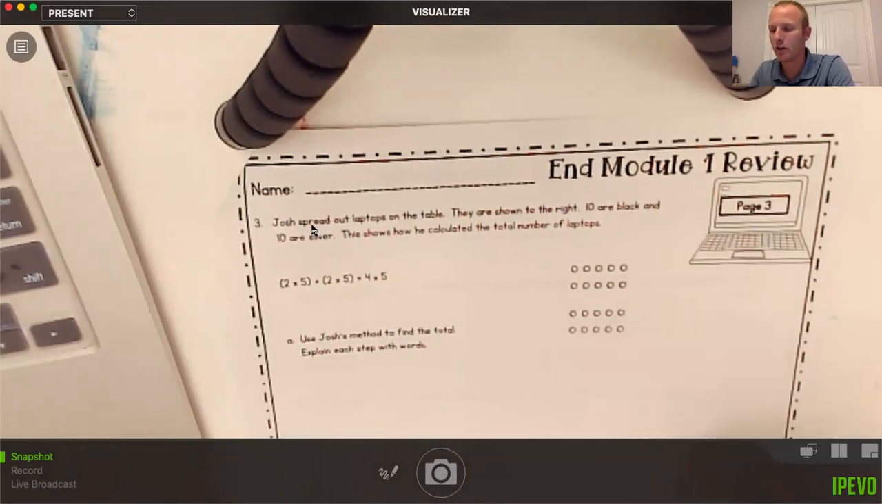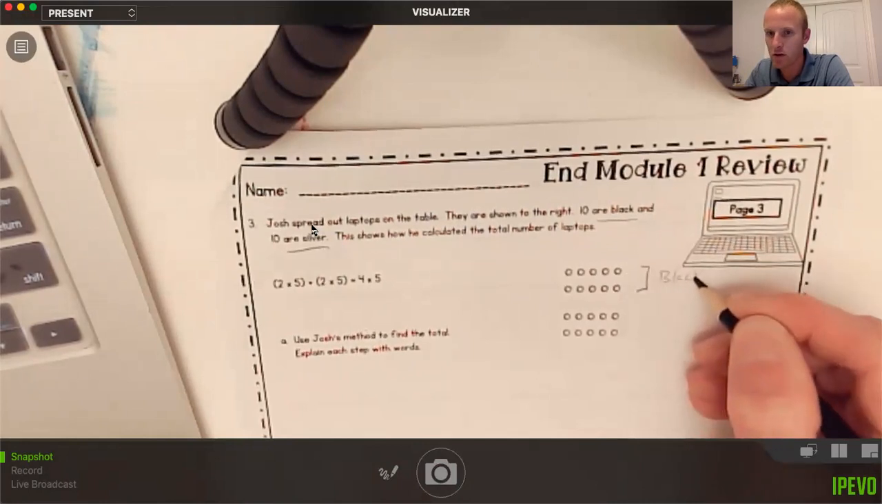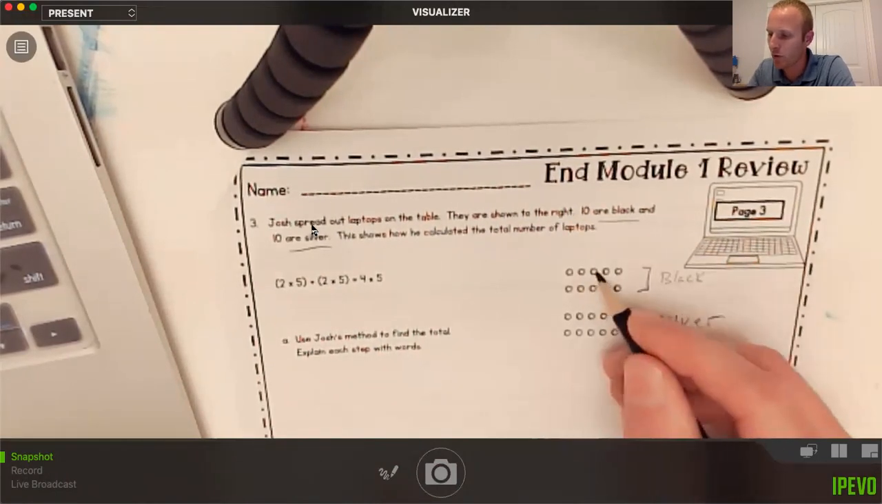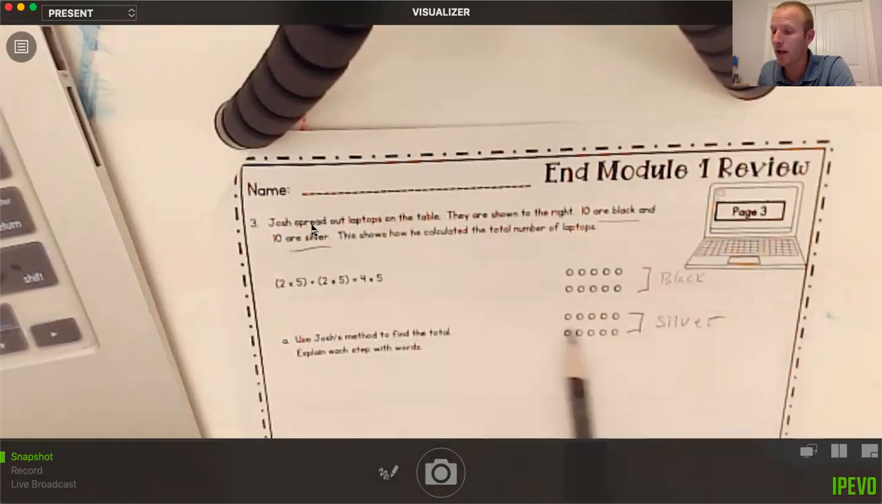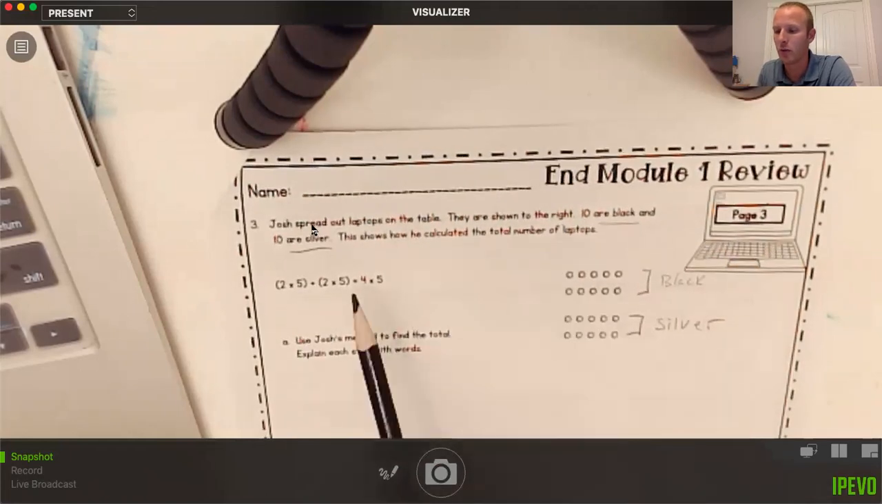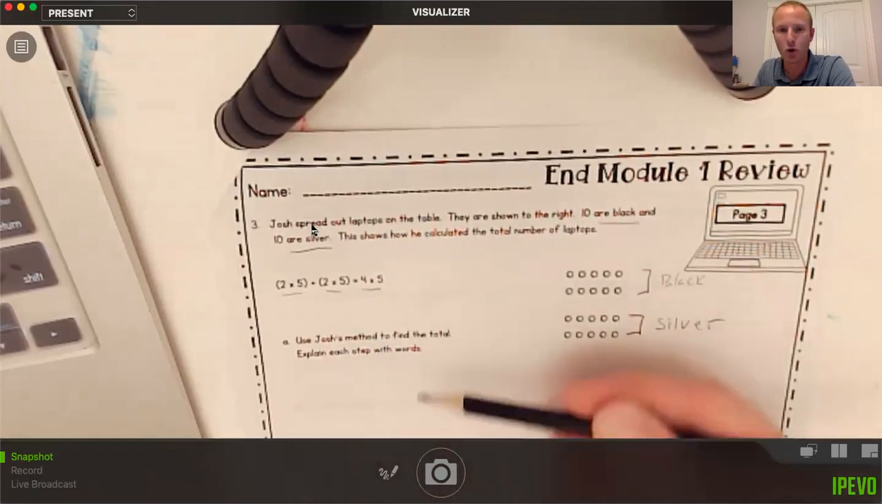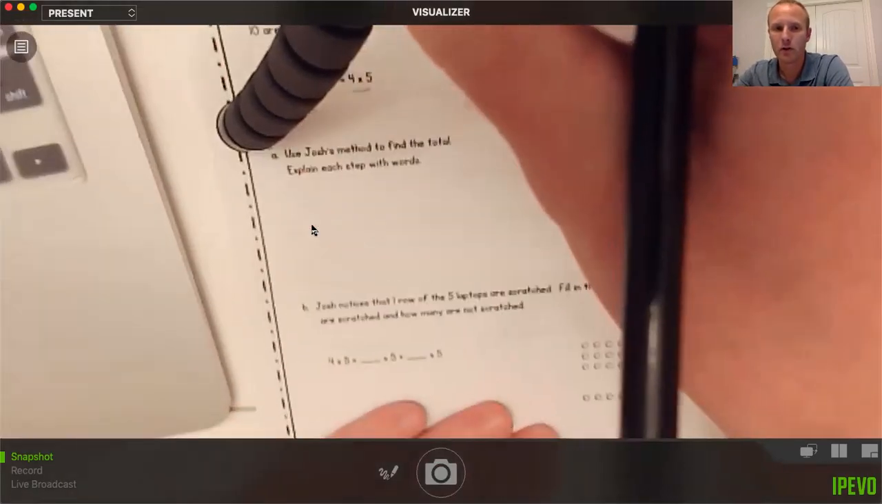Now, it's not written on here, but since they told me that 10 are black and 10 are silver, I'm going to label that on my drawing. I'm going to look at this and say those are the black ones, and these are the silver ones. And I know that 1, 2, 3, 4, 5, 2 rows of 5 is 10 because 2 times 5 is 10, and these are the same, so there's the same number in each. So far, they haven't actually asked me to do anything. This is just giving me information. It's showing me that 2 groups of 5 plus 2 groups of 5 is the same as 4 groups of 5. We'll do more work with that down here. But so far, I'm not being asked to do anything other than just being given information for the rest of the problem.